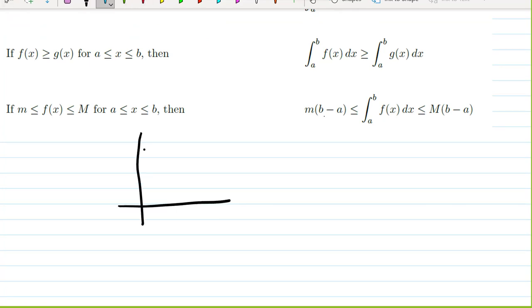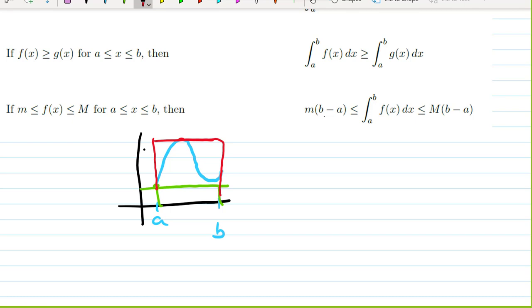So imagine we have the interval AB and we have some function that looks like this. So this would be our min right here, and this would be our max. So what this is saying is that the area underneath that curve, the blue curve, is less than the rectangle in red, but it's bigger than the rectangle in green, right?